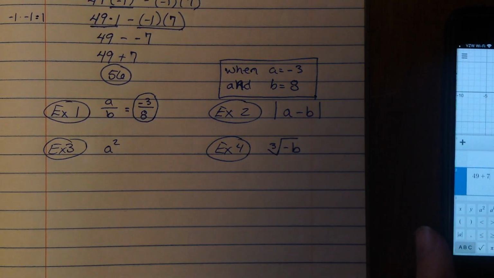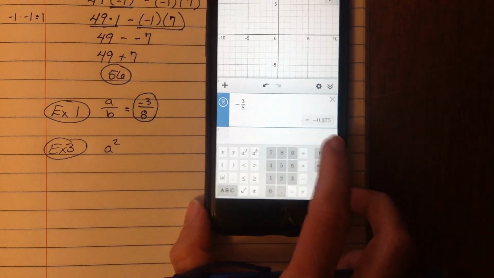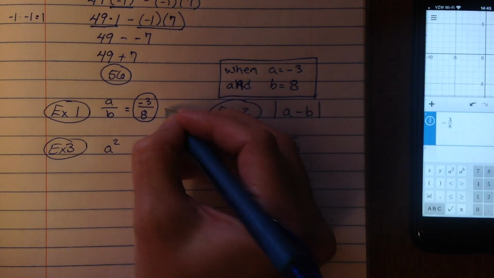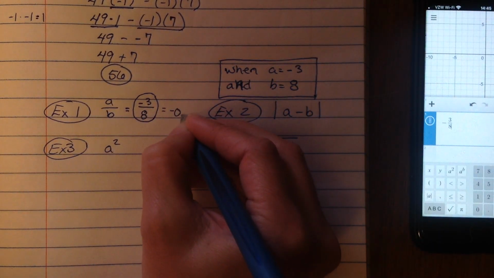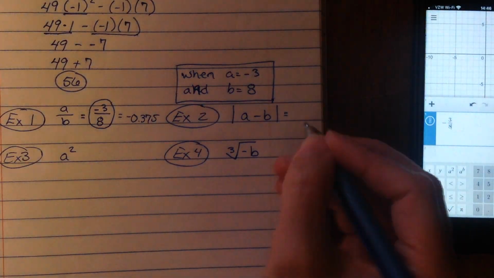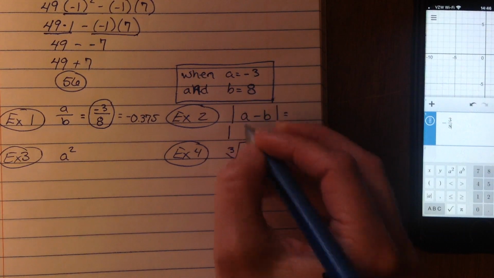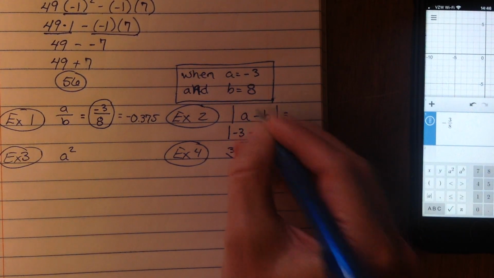So if you did happen to go ahead and divide those numbers, you would have gotten -3 divided by 8, which is -0.375. So either you left it as this fraction, or you got -0.375. All right, example number 2 was the absolute value of -3, plug that in for A, minus B, which is 8.